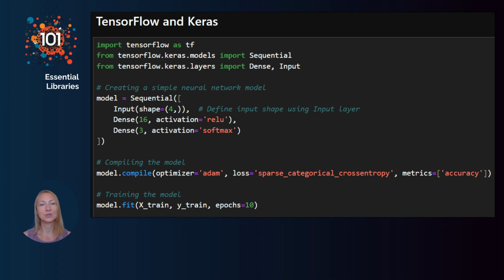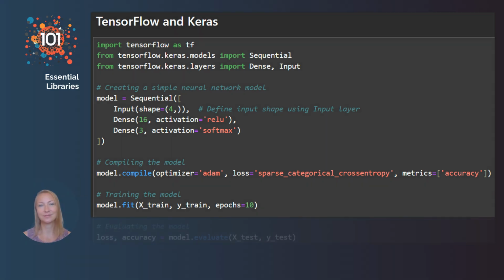Now we train the model by calling the fit function. We pass in the training data X_train and y_train and specify the number of epochs, which in this case is 10. Each epoch means the model will go through the entire training dataset once. During this training process, the model is learning the relationships between the input features and the corresponding output labels.